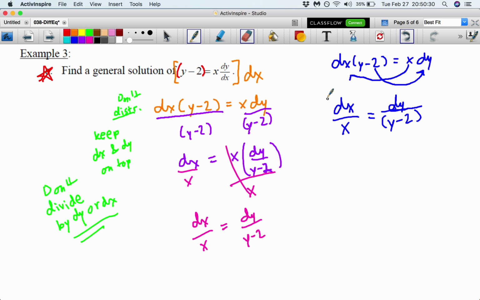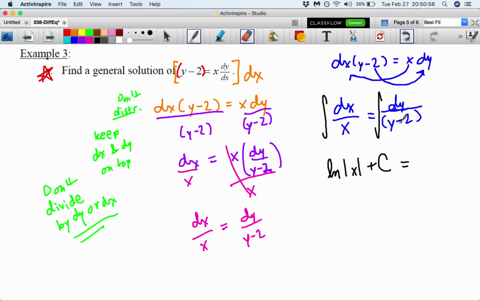All right, the main reason I rewrote it was so we can integrate both sides. That is a nice integral sign. Wow, look at its cousin, it's awful. The integral of dx over x is natural log, wait for it, absolute value of x, good on you if you put absolute value, plus c. This is the x side, so it gets the plus c.